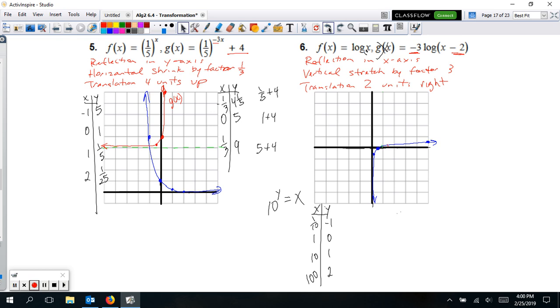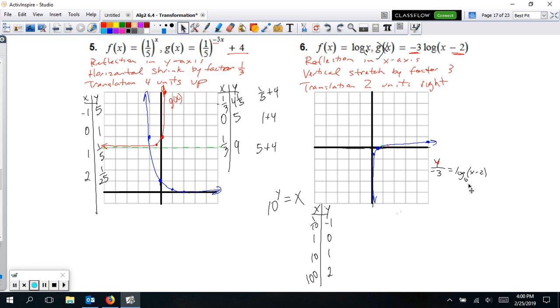I've got to get rid of that negative 3. So I have to divide both sides here by negative 3, because remember that g of x is my y. That's why I put this here. G of x is the y. I'm going to divide both sides by negative 3. So y over negative 3 is now going to equal my logarithm.